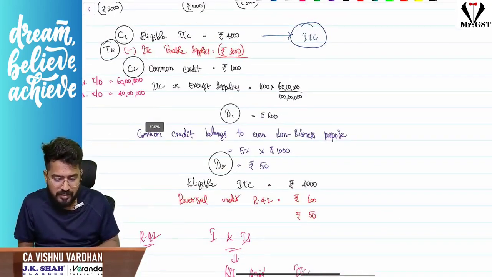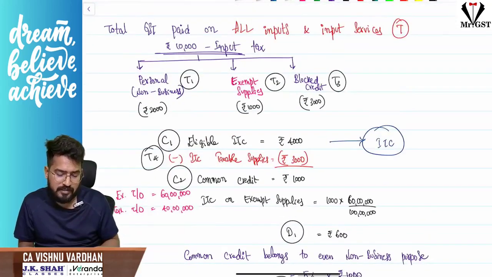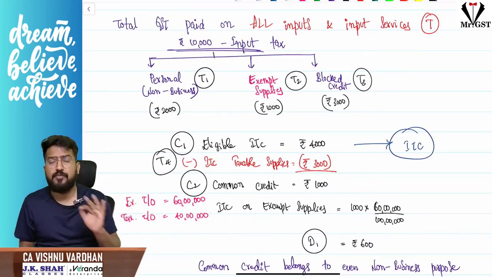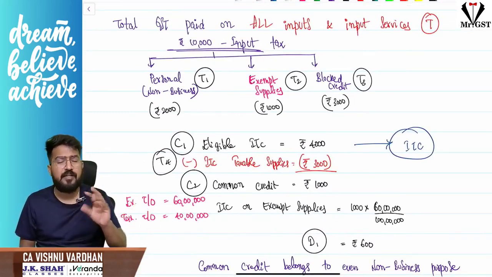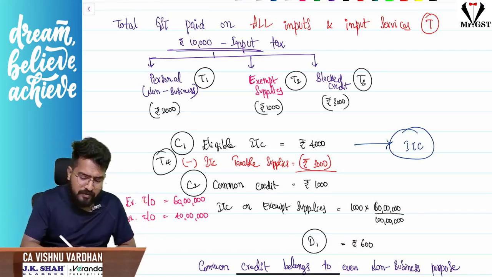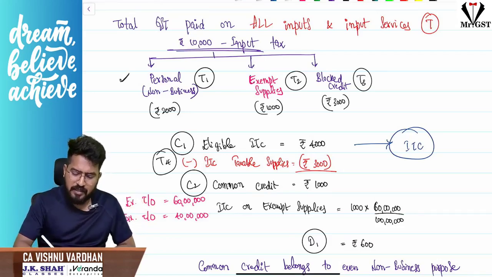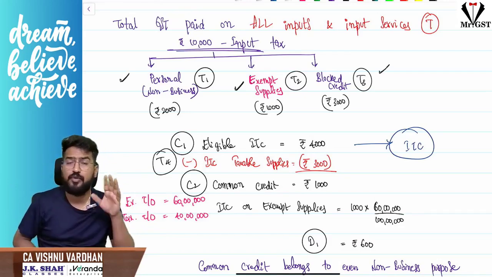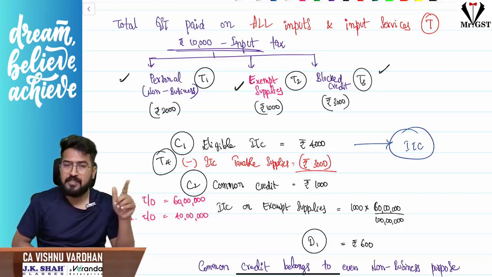I will show it to you even with better handwriting. Understand what we have to do. First of all, total GST paid on all inputs and input services, treat it as T. Let us assume 10,000. This is input tax. From that, remove whatever you have used for personal purpose, exempt supplies and blocked credits. We are calling them T1, T2, T3. As I told you, PEB. Eliminate PEB. Personal, exempt and blocked credits.